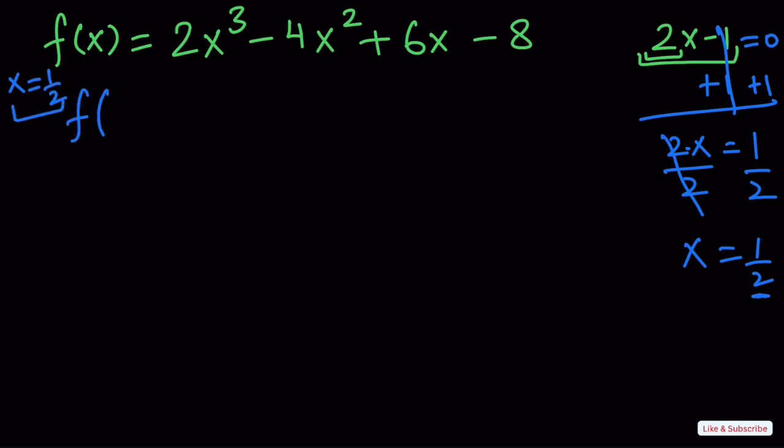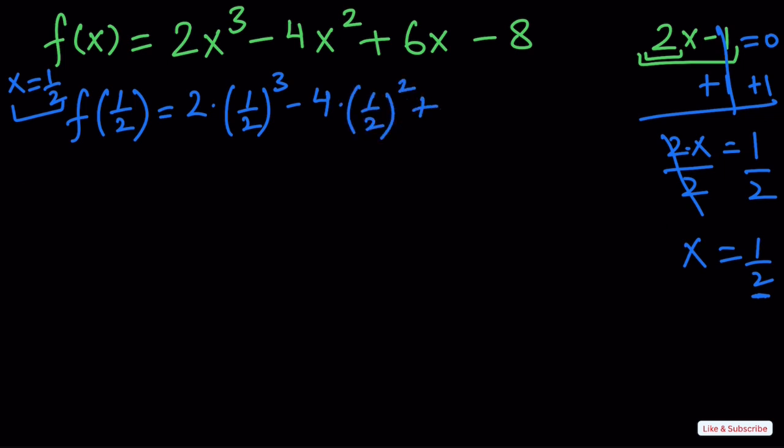This gives me f of 1 over 2 is equal to 2 into 1 over 2 raised to power 3, minus 4 into 1 over 2 squared, plus 6 into 1 over 2, minus 8.